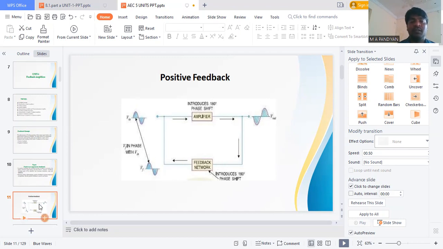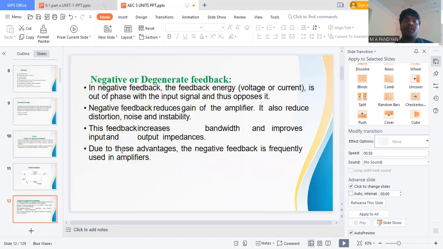Next topic, negative feedback or degenerative feedback. So in negative feedback, the feedback energy, that is voltage or current, is out of phase with the input signal, thus opposes it.